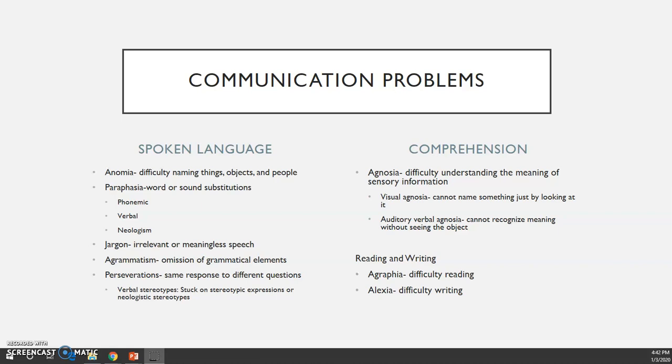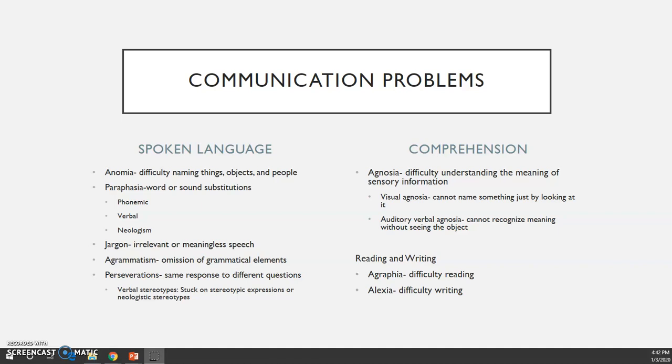And there are perseverations where they could have the same response to different questions. So this just essentially means that they have one response. They're going to say that response to anything that you ask, or they can perseverate on a topic.